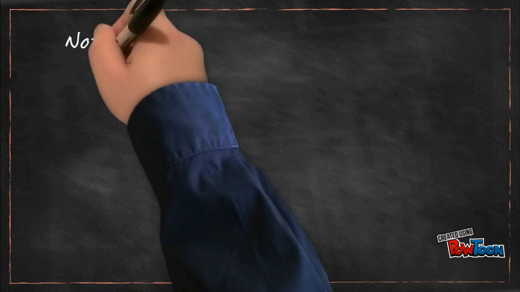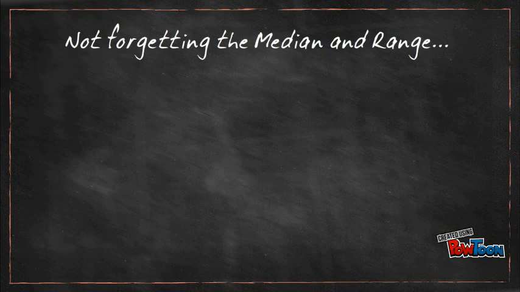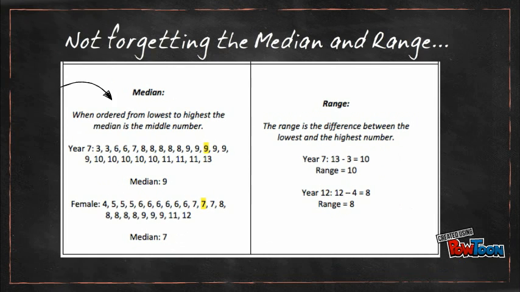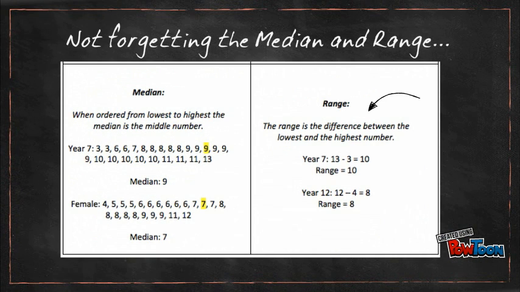Not forgetting the median and range. The median is the number right in the middle of the data when it's in order. As you can see, it's 9 hours in Year 7 and 7 hours in Year 12. Range is working out the difference between the lowest and highest number. As shown, the range for Year 7 is 10 and the range for Year 12 is 8.